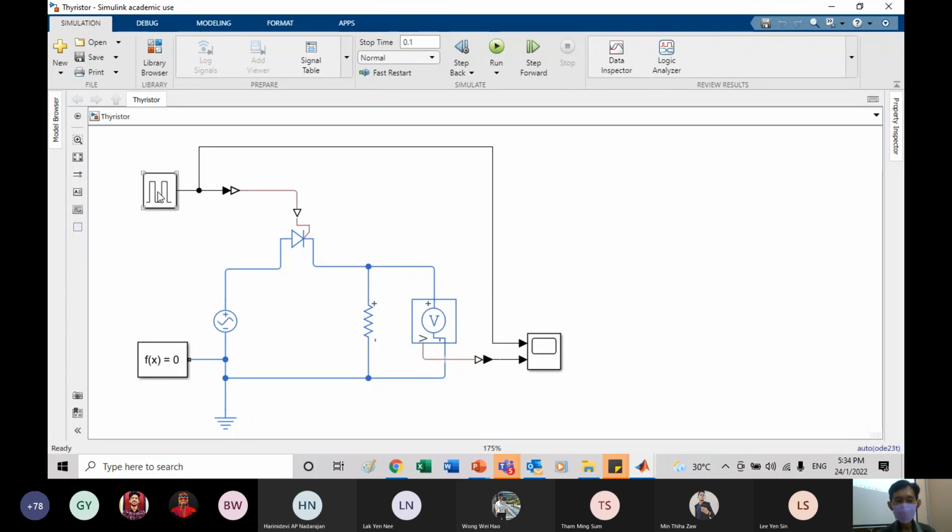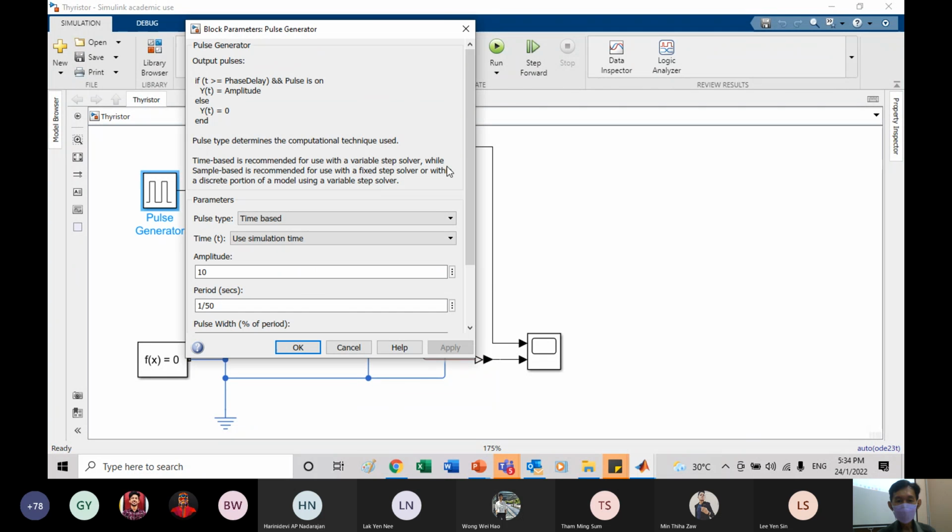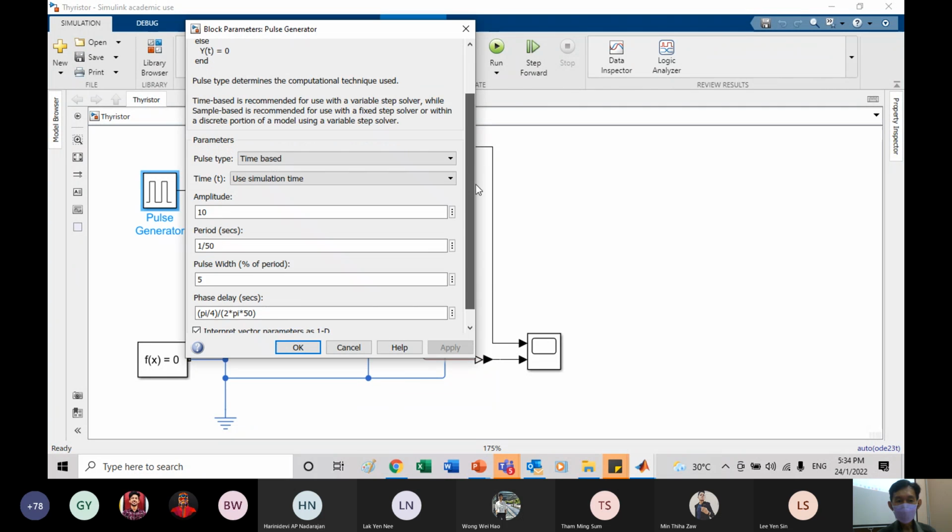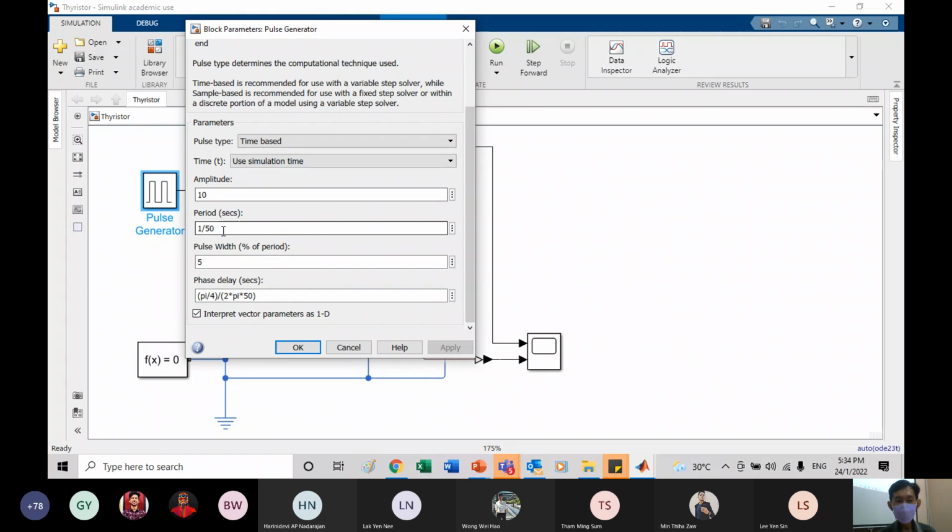So for this switching, again, remember, just now I said the frequency is 50 Hertz, so the period is 1/50. Pulse width, I put 5%. It can be 10%, you know. It has to be less than 50%. 50% is already 10 milliseconds, remember? So I put it very, very small.